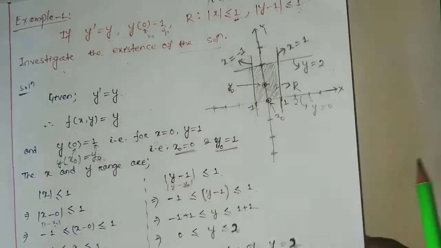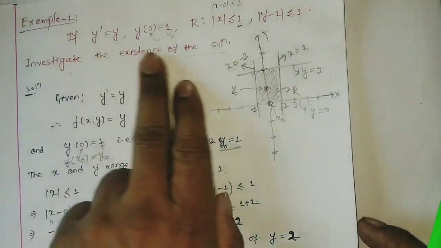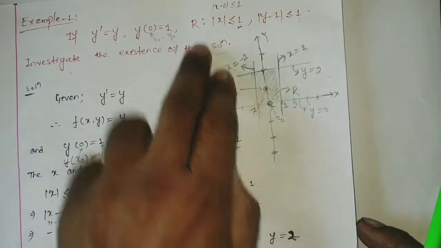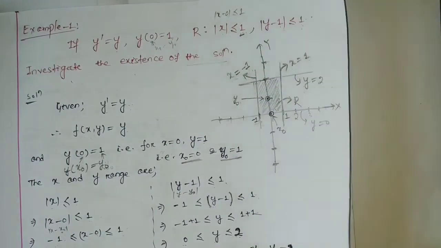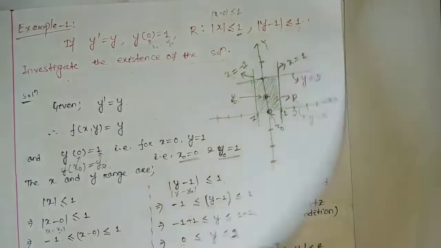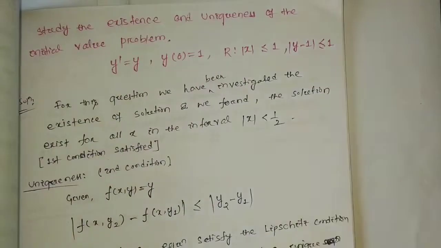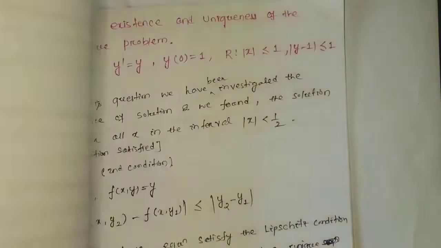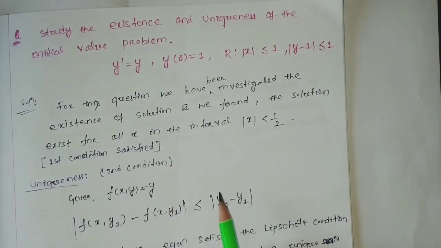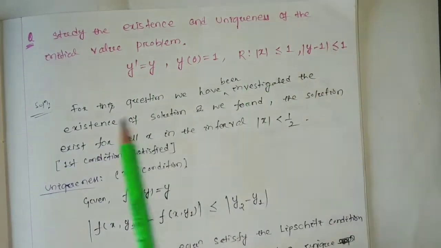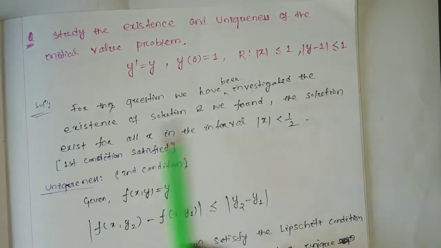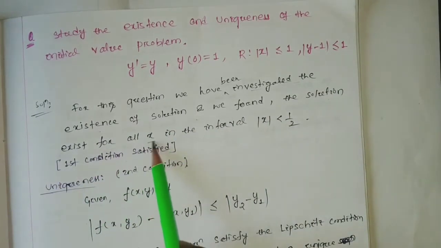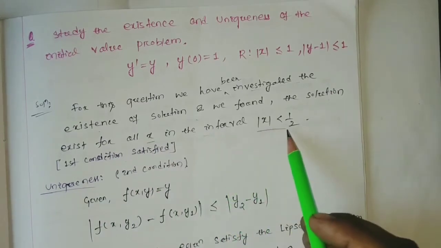The existence theorem, this example we discussed in our last class. Now we are going to consider this example and discuss its uniqueness. Already we derived its existence, now we are going to find out its uniqueness. This is the question. For this question we investigated the existence of the solution, and we found that the solution exists for all x in the interval |x| < 1/2.